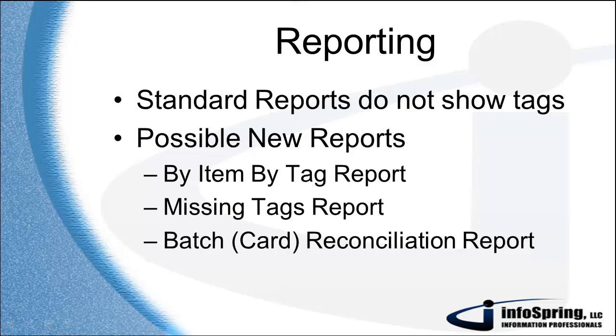So some of the new reports that you might create, ideally through Crystal, possibly through Business Insights Explorer, are reports that would include, for instance, a by item by tag, or a by tag report, or a missing tags report. And that could be if you're missing one or more tags in a sequence. So tag number, for instance, you go from tag number 50 to tag number 53, we're missing 51 and 52. You'd want to show that.